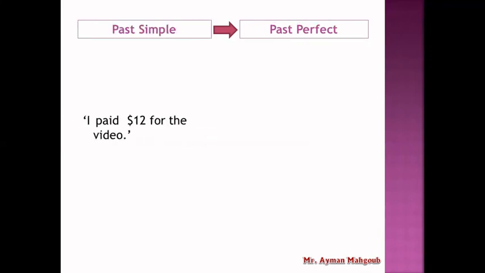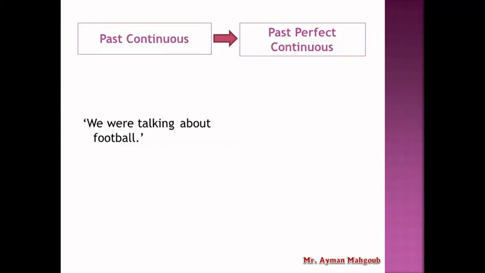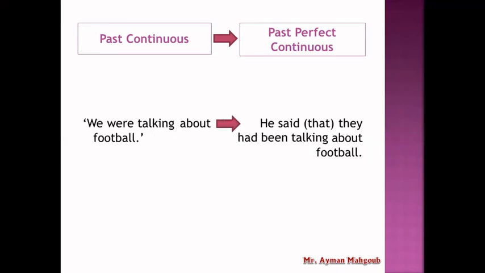Okay, what about the past? The past simple becomes past perfect. So "I paid $12 for the video." He said that he had paid $12 for the video. The past continuous becomes past perfect continuous. So "We were talking about football." He said that they had been talking about football, where talking becomes had been talking.